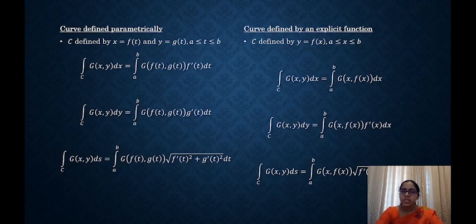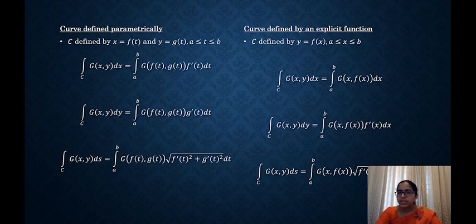Suppose the curve given to us is defined by y is equal to, say, some function f of x, where x varies from a to b. Then what will be the integral value? Integral over c g of xy dx will be, we will write all the terms. Wherever there is y, we'll replace it by f of x, and what will be dy will be f dash of x into dx.